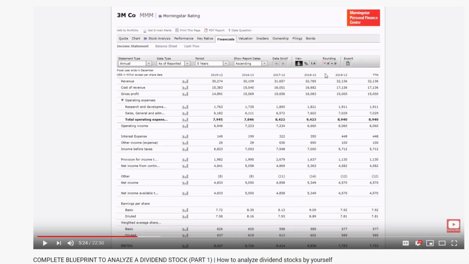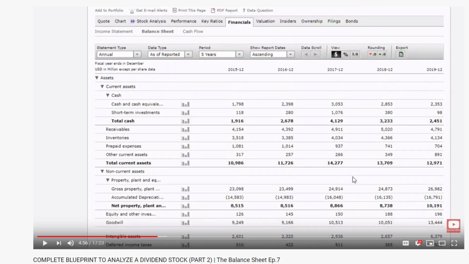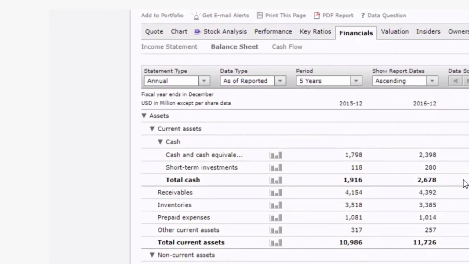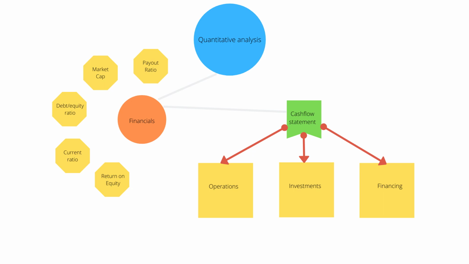In my previous videos I went over the income statement line by line, and then in the video after that I went over the balance sheet line by line. So if you haven't watched those videos, definitely watch them. I will put a link in the description below this video. And today I will be going over the cash flow statement, which is the third and last financial statement that a publicly traded company has to file.